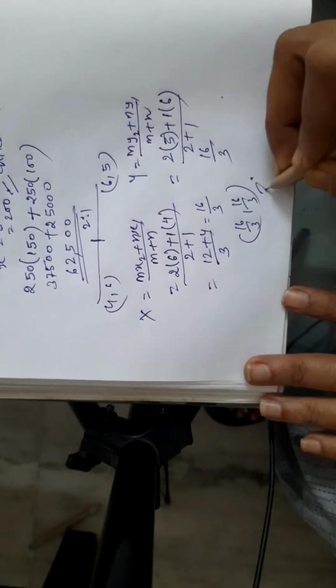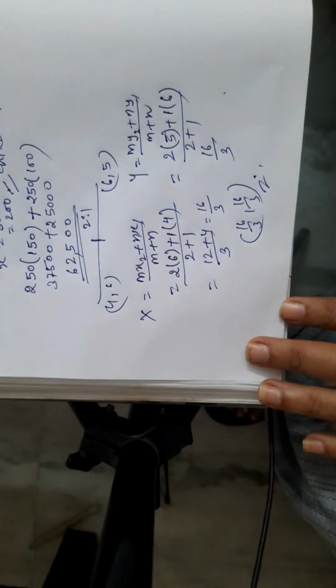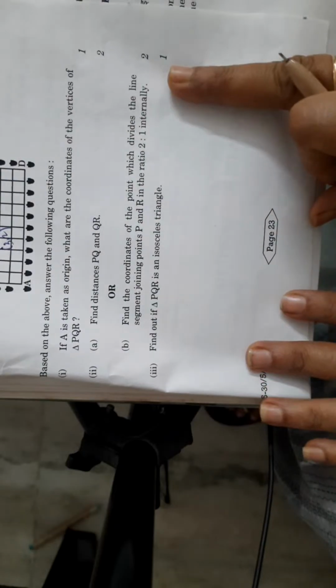X and y coordinate both are same here. So we completed the case study question related to coordinate geometry. Now the last question, find out if PQR is an isosceles triangle. So this we can calculate by finding the distance formula. We'll be finding all three distances, and based on that we will categorize whether the triangle is isosceles or equilateral. We completed the case study questions.